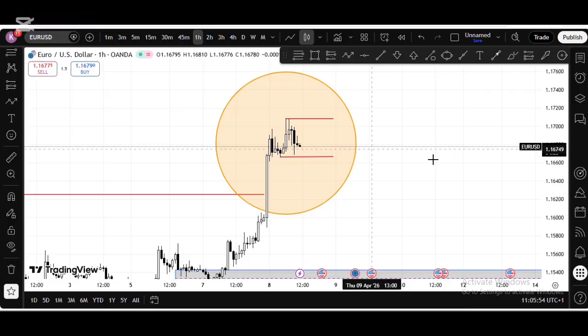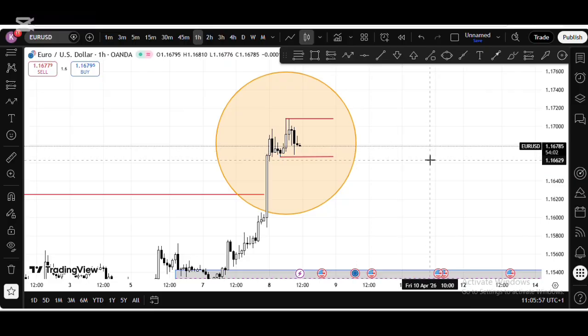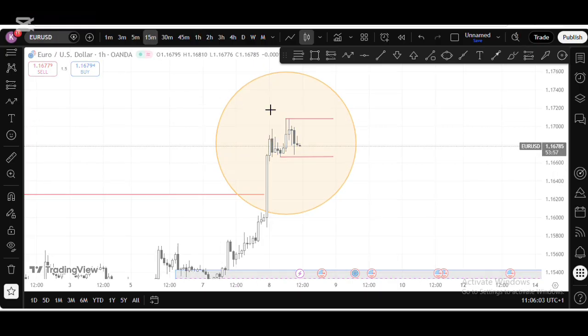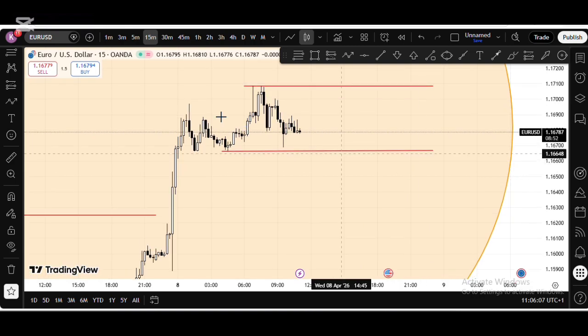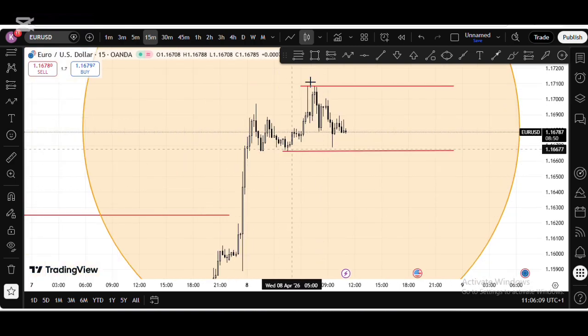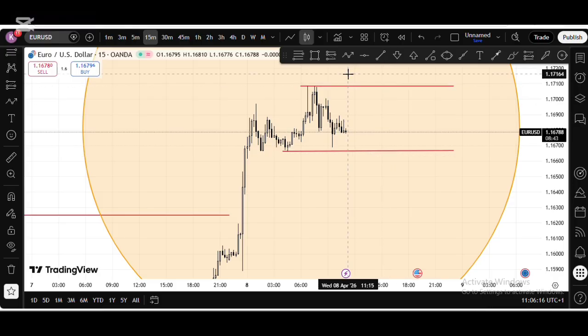And this is the low. So now this is the low. And we can see the market is constantly going down. So we'll go to 15 minutes to check on something. Inside these 15 minutes, this is our low, this is our high. So let's see which direction the market is going to take.